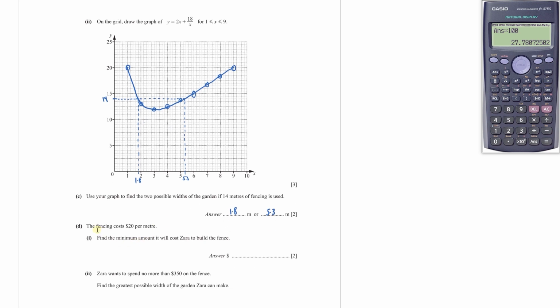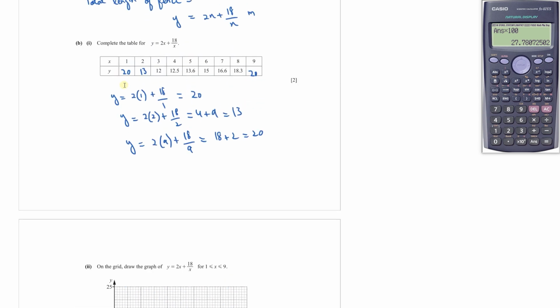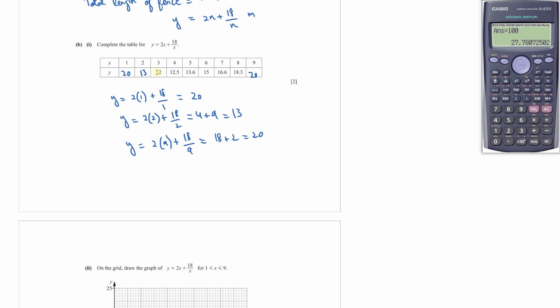Part D is the fencing costs $20 per meter. Find the minimum amount it will cost Zara to build the fence. So the minimum amount will be when the minimum length of fencing is used. So on the y-axis, you have the length of the fencing. So the minimum length is here, which is the value that we saw in the table as well. So 12 is the minimum value.